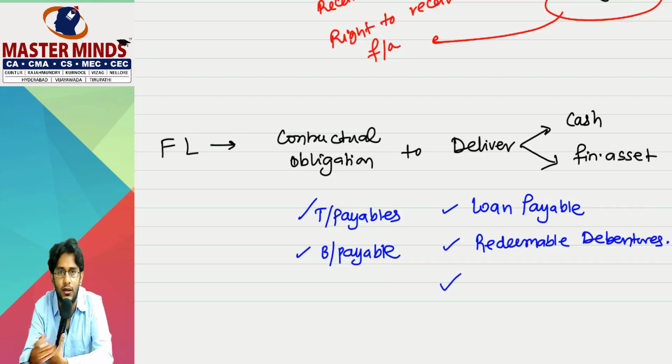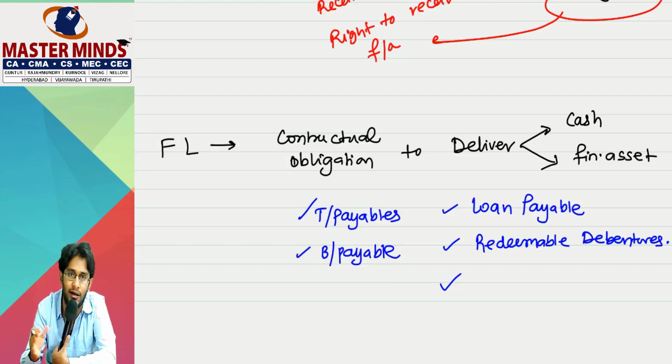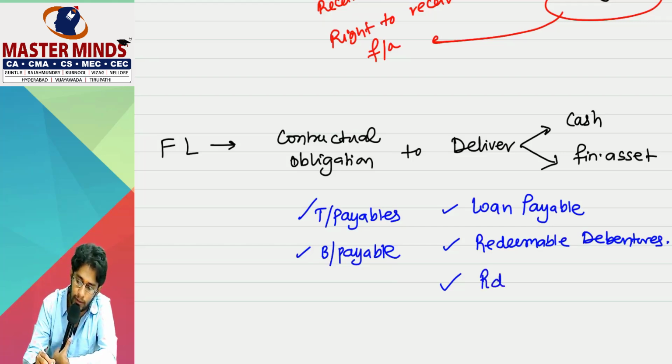We have discussed on some other day previously, preference shares issued, they are redeemable only, no? We cannot issue irredeemable preference shares. Assuming that dividend on preference shares is mandatory for a moment, redeemable preference shares also are financial liability.